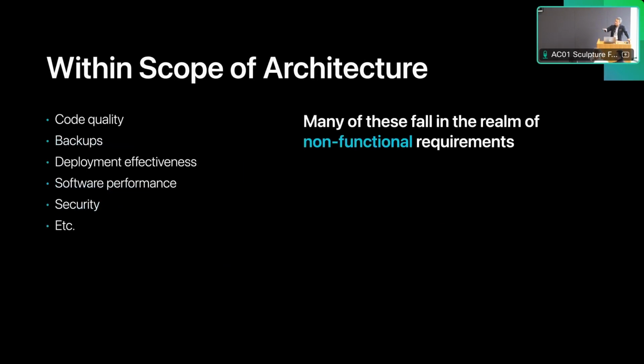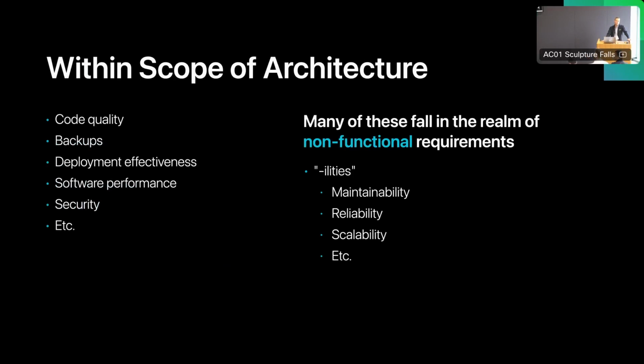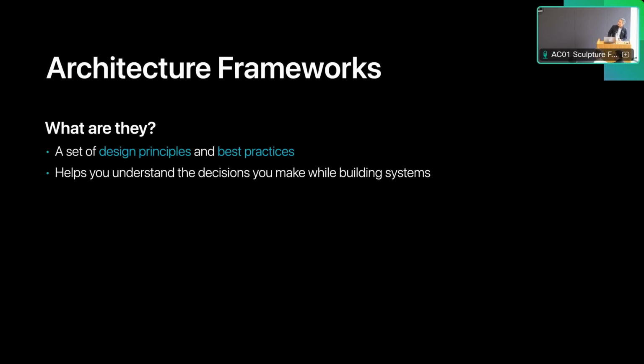And so these examples of architectural concerns, a lot of them do fall within this non-functional scope. And we can think of these as the different ilities of the system, right? Maintainability, reliability, scalability, performance ability. You can have that last one. The rest of them fit in there nicely.